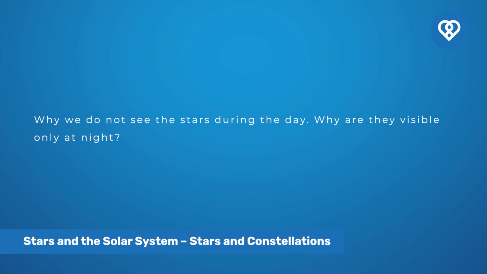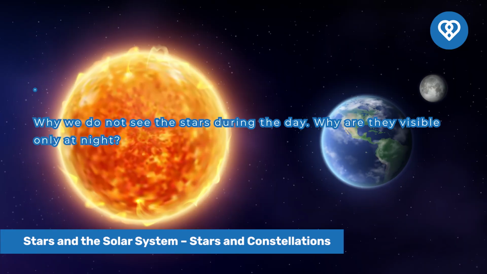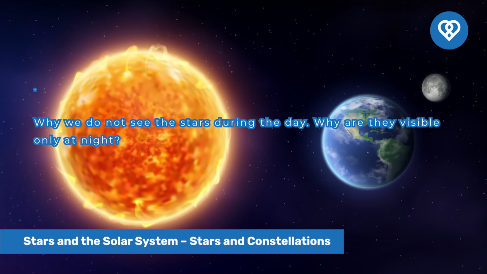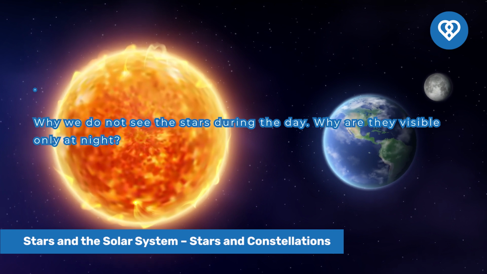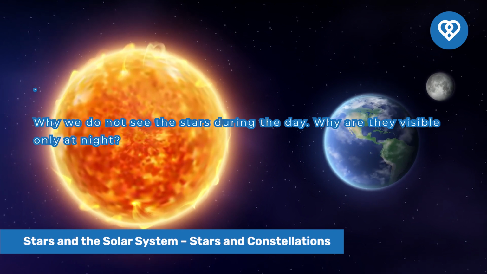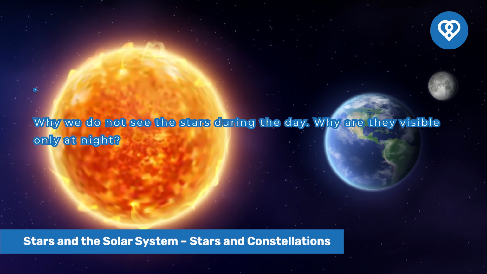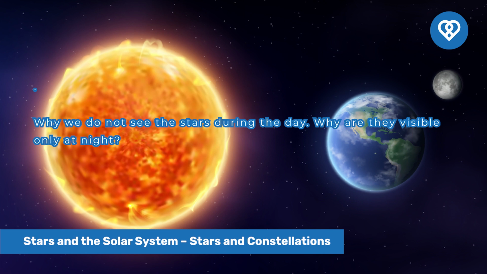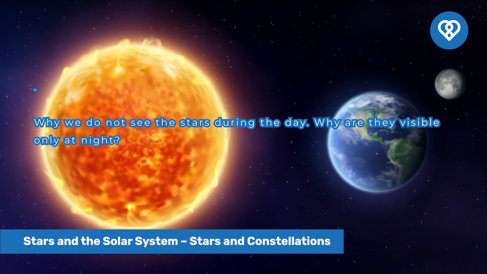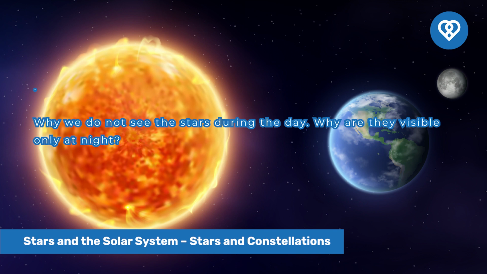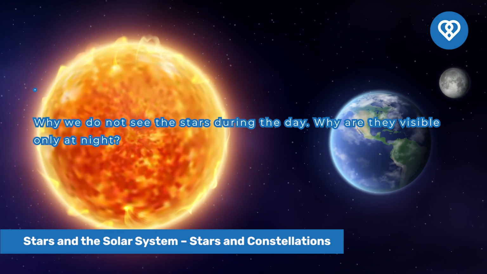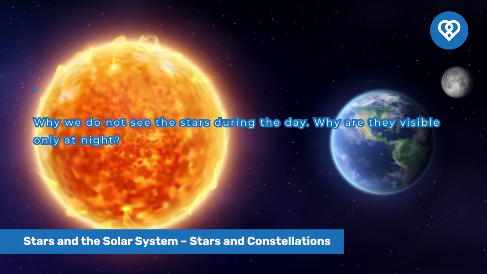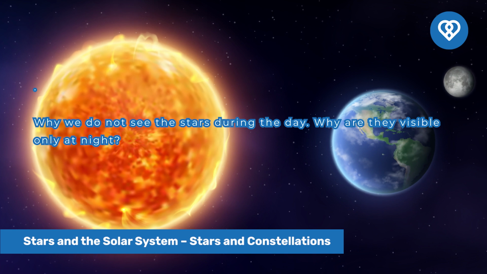Why do we not see the stars during the day? Why are they visible only at night? Sun is the nearest and brightest star for Earth. That is why, during daytime, you do not see any stars in the sky, although they are present. During a solar eclipse, when the moon hides the bright sun and the sky darkens for a while, we do see some stars in the sky, even during daytime.